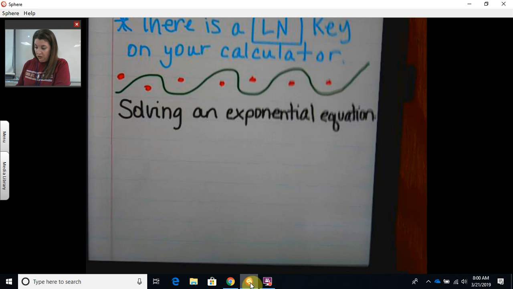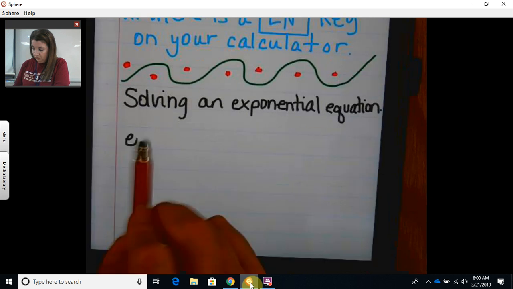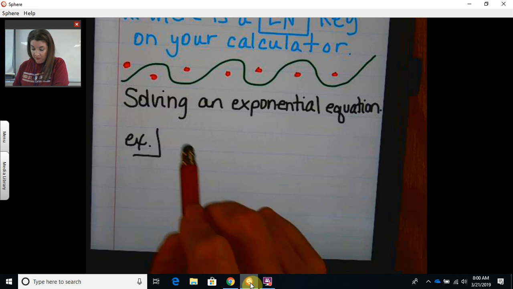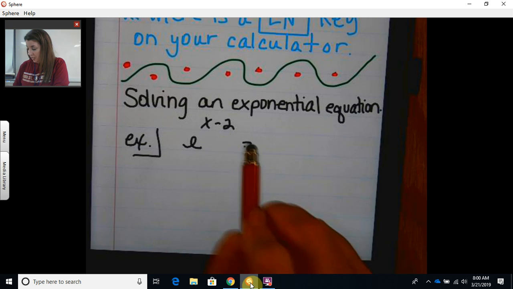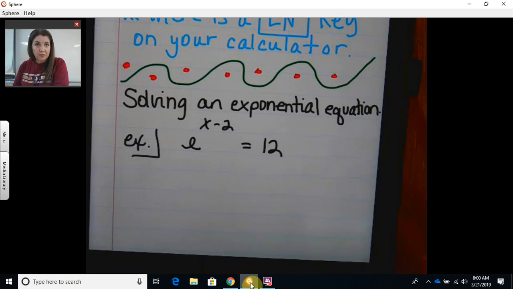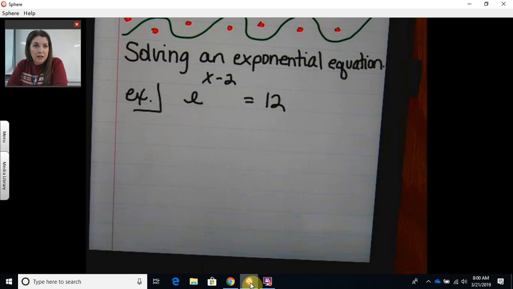So first example, we have e raised up to the x minus 2, and that equals 12. Okay, if that was 5 raised up to the x minus 2 equals 12, and we wanted to solve that, well, first of all, do you think we could write both sides with the same base? Probably not.